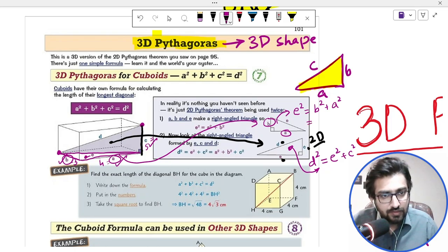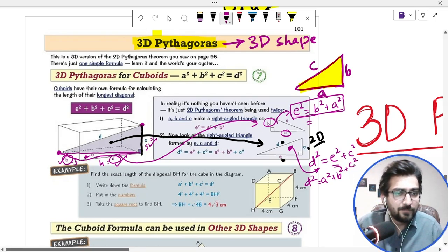So B and A both are given. Now what we will do, we will put this E square here. We will take the value of E and put it here. So it will become D square equals A square plus B square. I have replaced E by A square plus B square, and I will keep C square as it is.